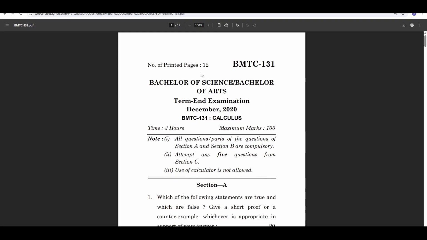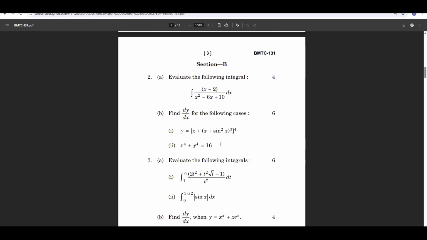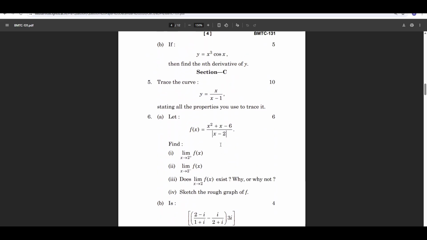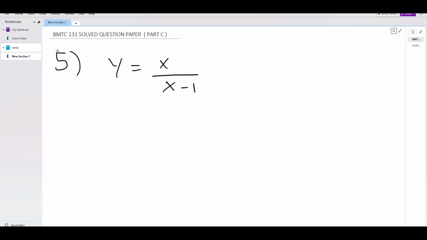So we have been looking at the BMTC 131 December 2020 question paper. We have already finished section A, section B, now section C. Section C, first question, the fifth question. Trace the curve y is equal to x by x minus 1, stating all the properties you use to trace it. So we write y is equal to x by x minus 1.